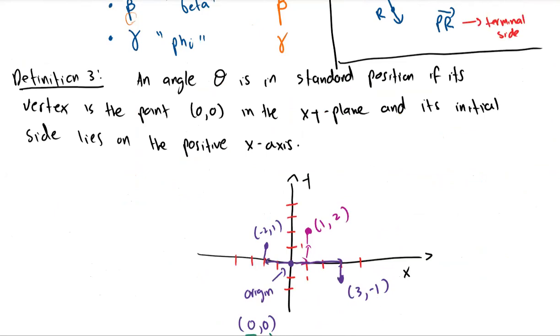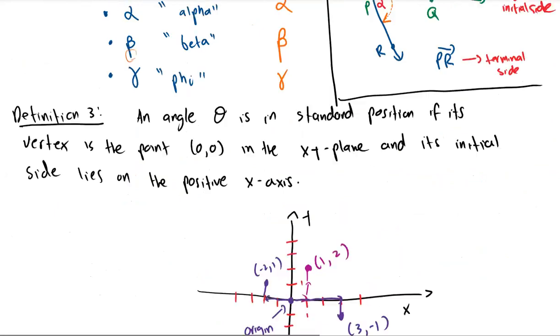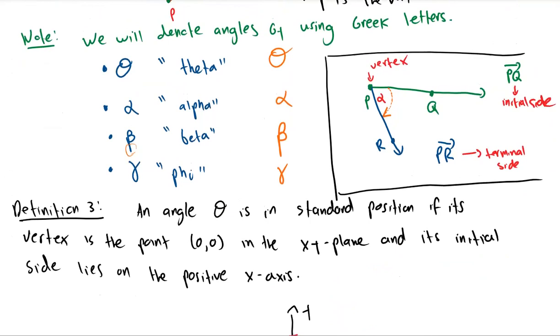You get a second ray like that, and then that distance or that area between that original ray, which is called the initial side, and the final ray that you got after rotating, which is called the terminal side of the angle. That is how you create an angle, right? So that area in between is your angle. Okay.